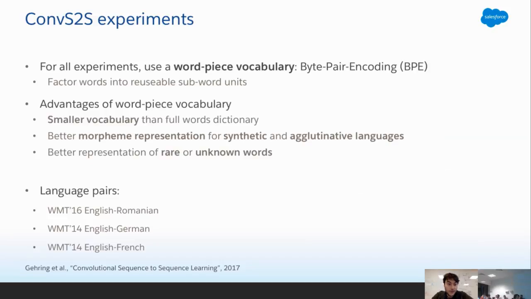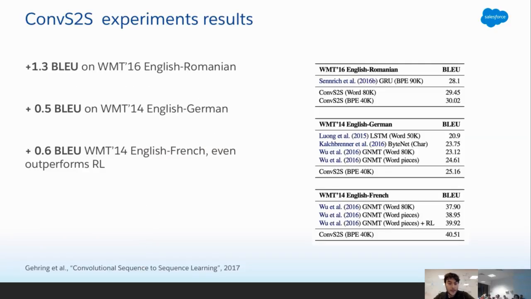And so we tried this on 3 language pairs, English to Romanian, English to German, and English to French. And we compared the convolutional sequence-to-sequence against some LSTM-based methods, such as the GRU and the Google NMT model. And in all cases, it has a higher BLEU score than the previous approaches, which is awesome. And if you look into the English to French, it even outperforms the Google NMT model that uses a fine-tuning step with reinforcement learning to optimize the BLEU score directly. And here in the convolutional one, you don't need any fine-tuning or any reinforcement learning. So this is very impressive.